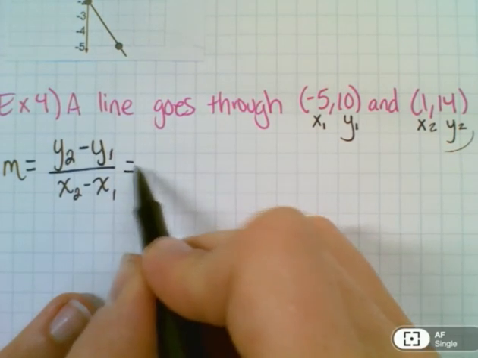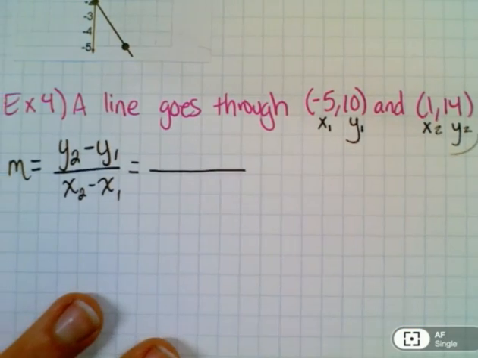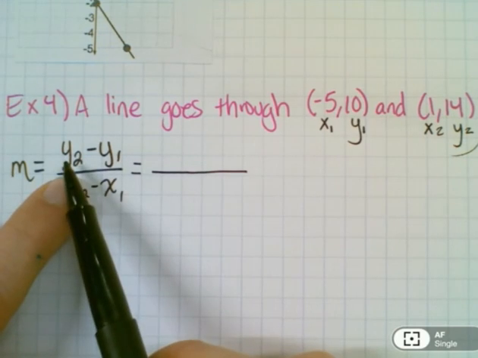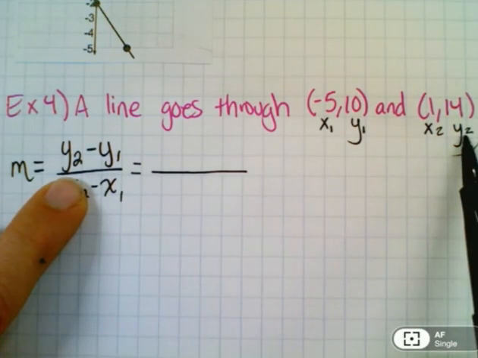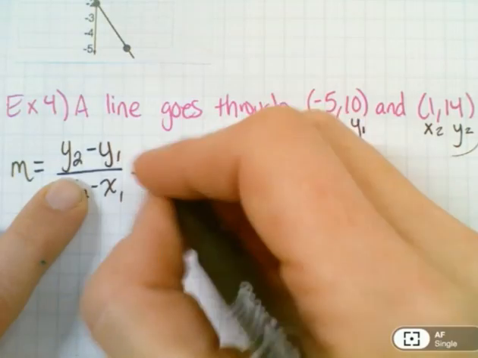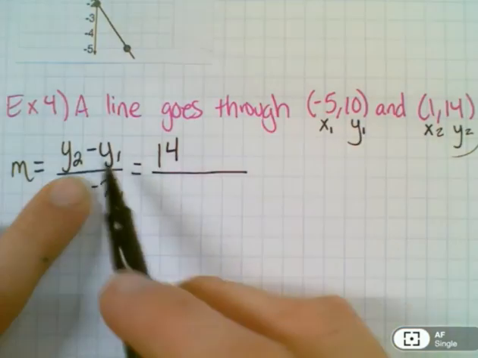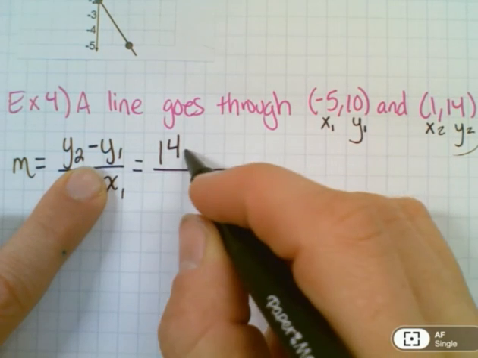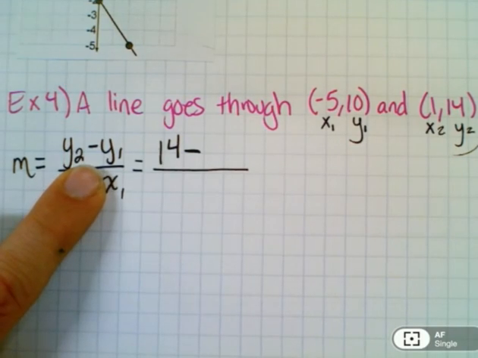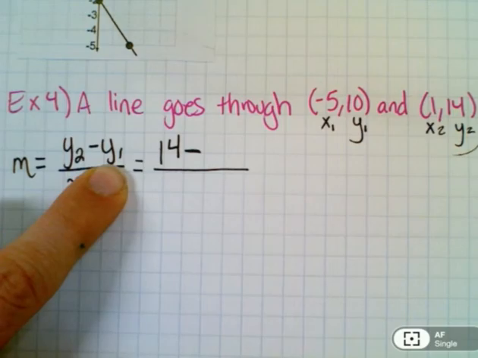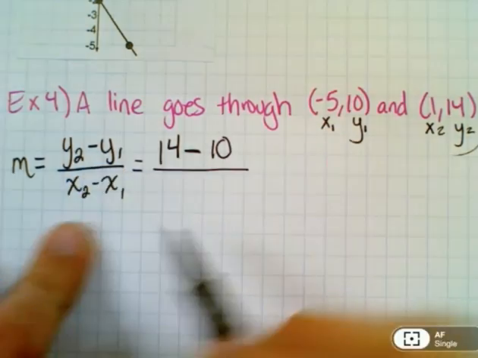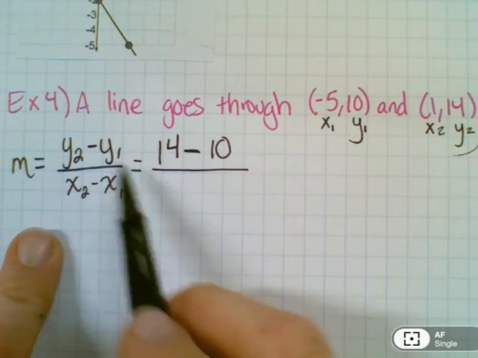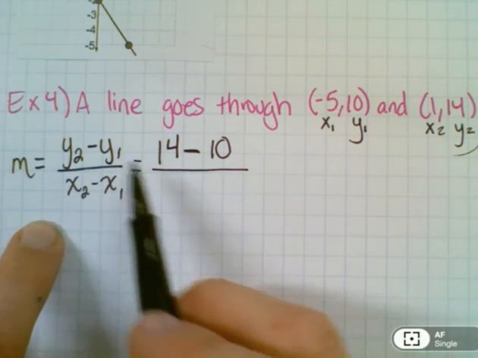So I want you to put an equal sign and then a long fraction bar. y2. So looking over here, we find y2. It's our second y. It's 14. Next we put the minus. It's just part of the formula. And then we put y1. So y1 is 10. I want you to see if you can do the bottom on your own. How would you write x2 minus x1?